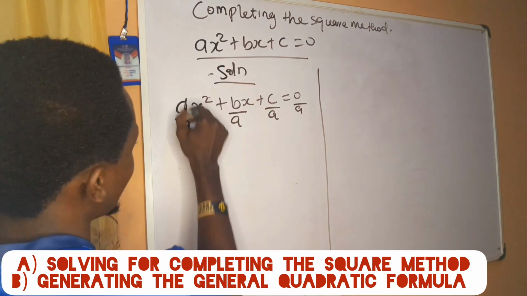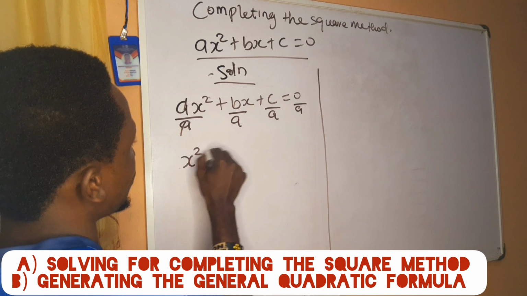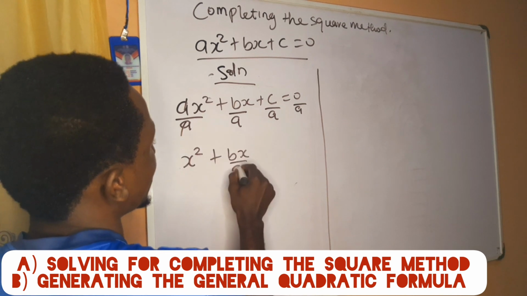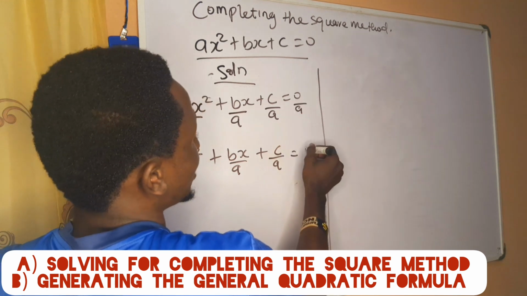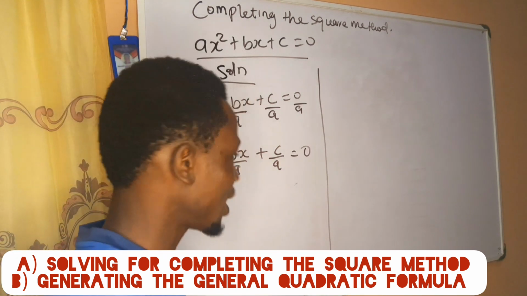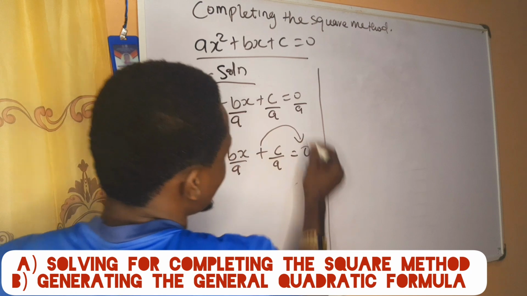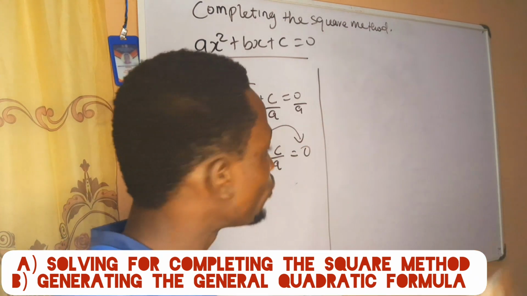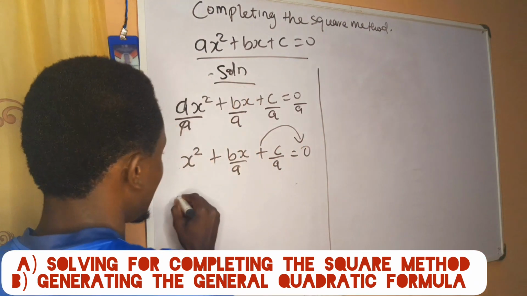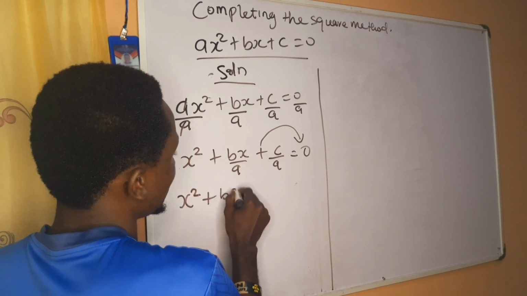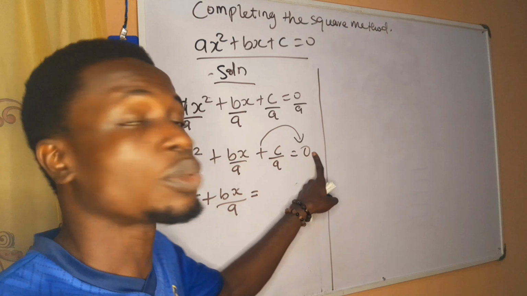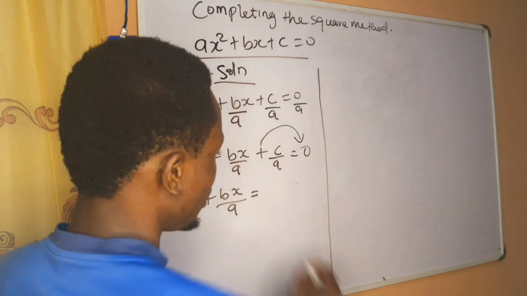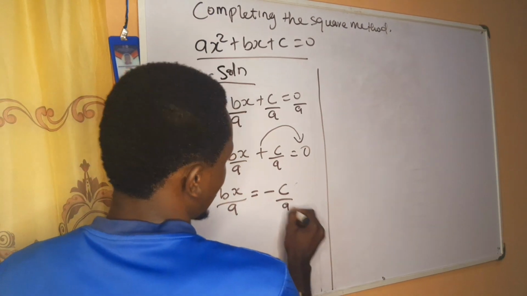Okay? So A will cancel A. What I have remaining is just x squared plus what? Bx over A plus C over A is equal to 0 divided by A will still give us 0. So the next thing to do, let me move positive C over A over to the right hand side. So that what I have remaining is what? X squared plus what? Bx over A is equal to what? Remember, plus sign crossing the equality sign will change to negative. So you now have negative C over A.